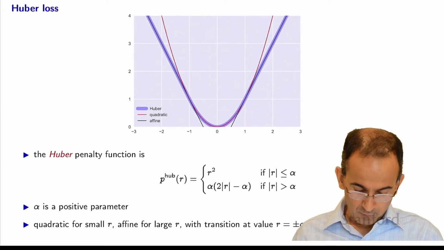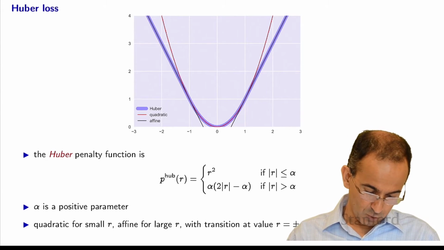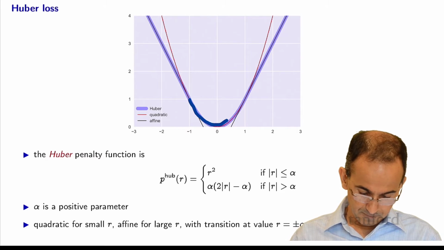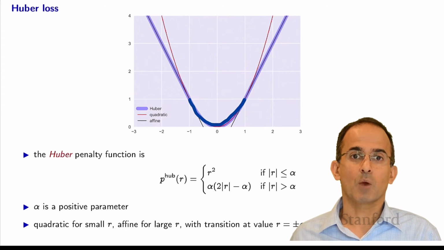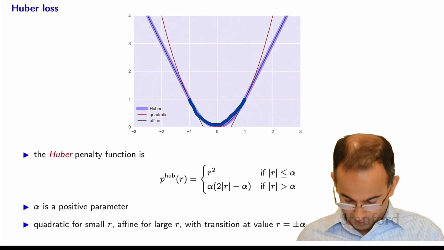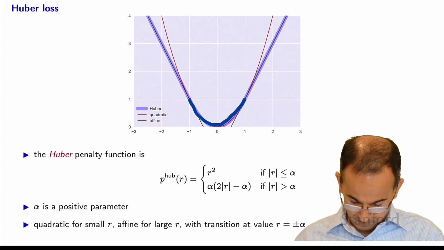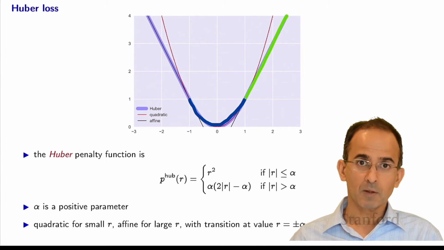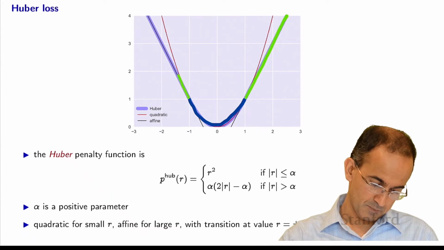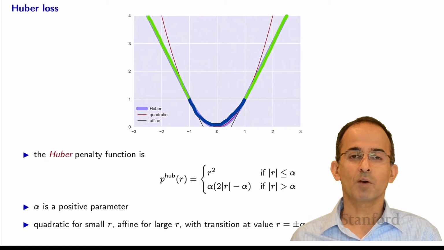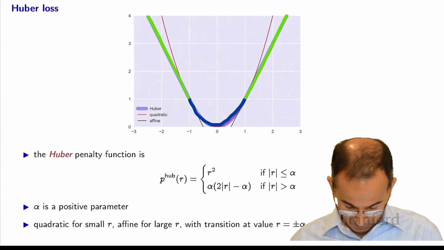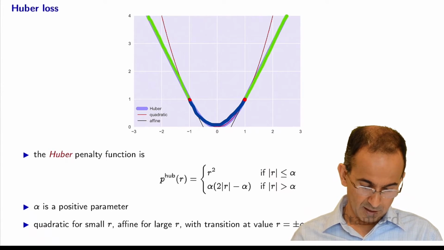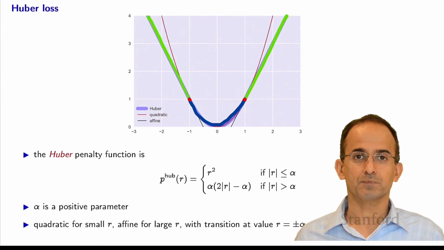And so for r with absolute value less than alpha, it's just the quadratic function. It's just r squared. And for r greater than alpha, it's a linear function. And the slope and the intercept of that linear function are chosen so that they meet up very nicely with the quadratic at alpha. And here alpha is 1.